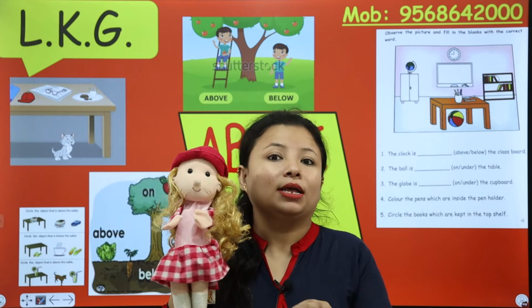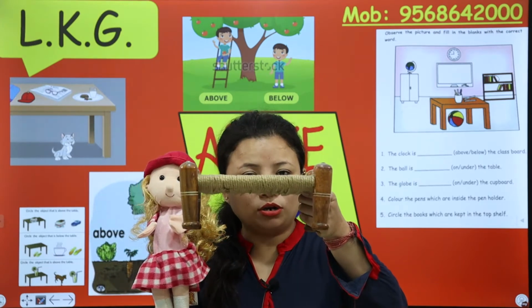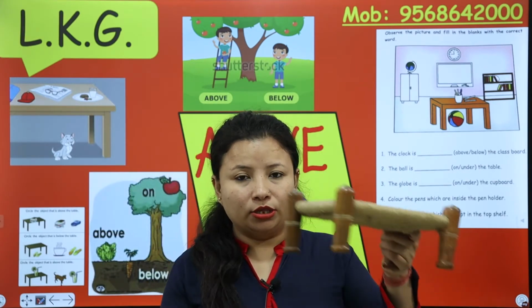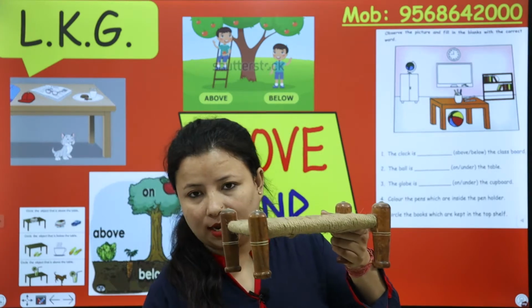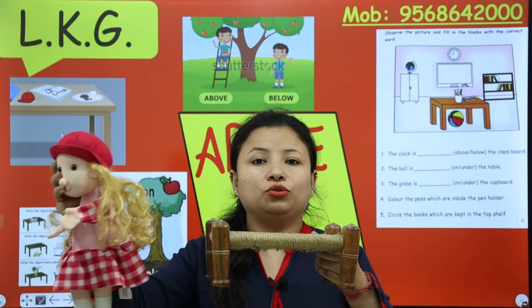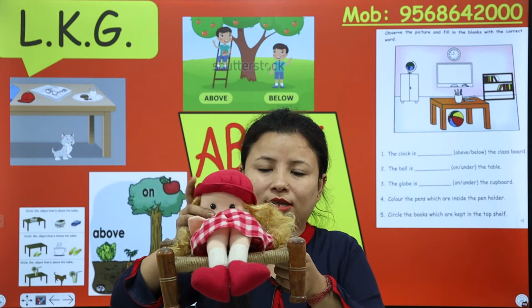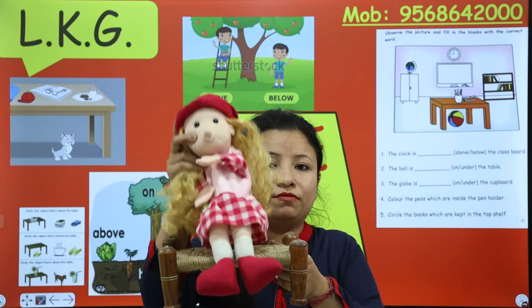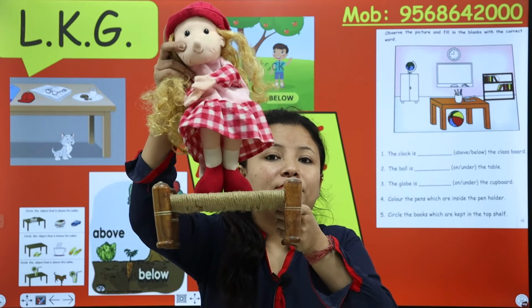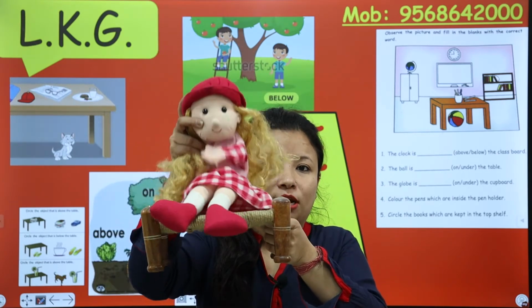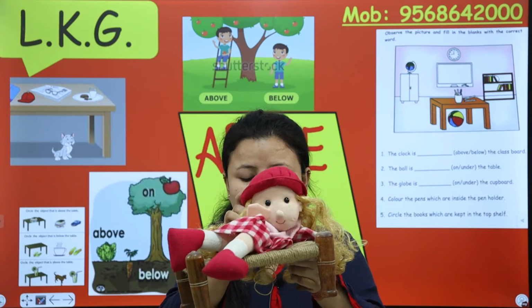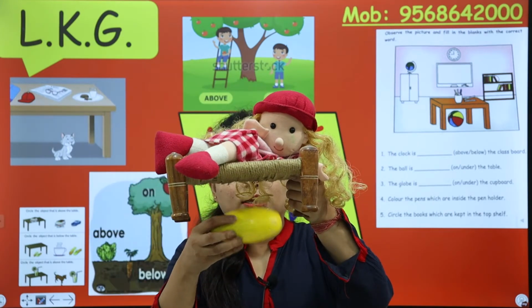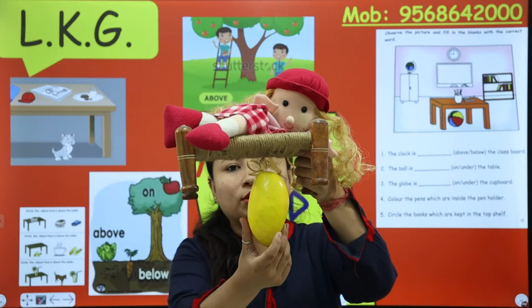She is my doll and here is one small cot, and here is a mango. So this is a cot and she is my doll. She will sit here, and then this doll is above the cot. Now what is this? This is a mango. So the mango is below the cot, like this.